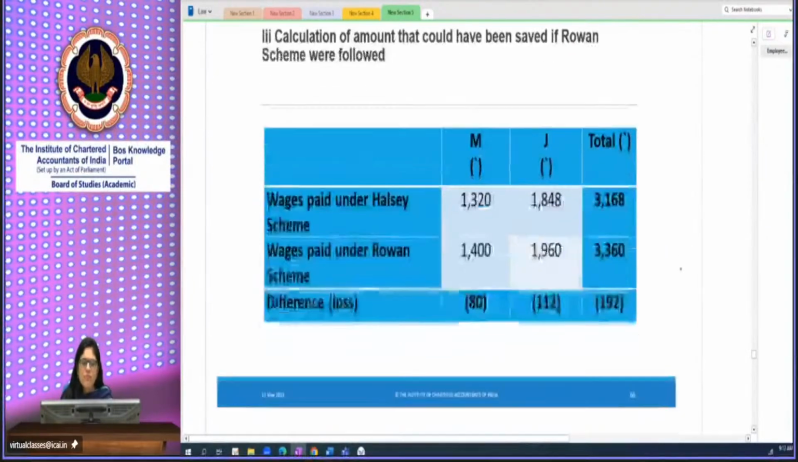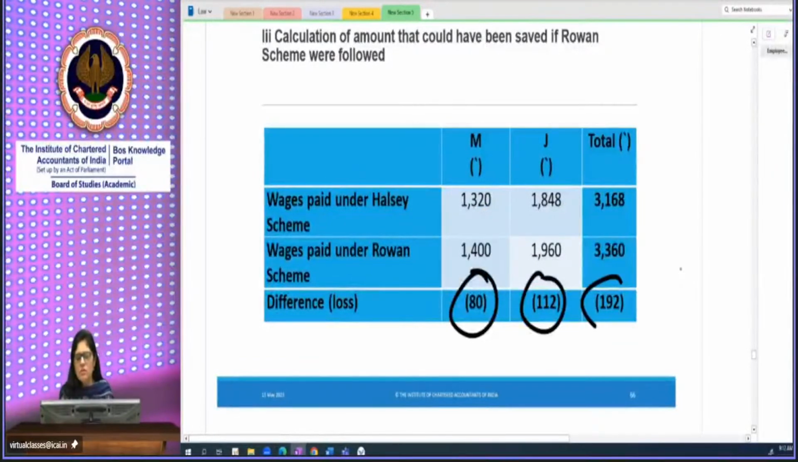And then if Rowan is followed, this is the excess. All right. So the total loss to the company had the Rowan system been followed is 80 for M, 112 for J, and the total is 192.